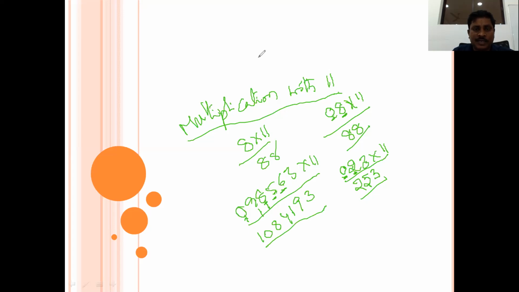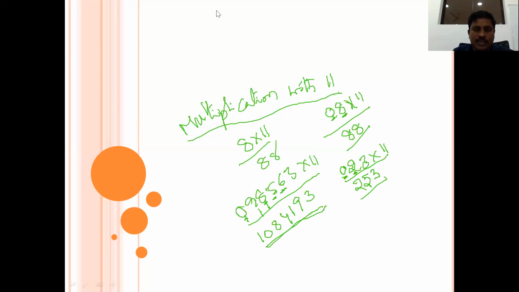Any doubt in this one? Anyone have any doubt? You ask through the chat box. Okay, do that one in that way. 98563. So we get that value, 1084193. Any doubt in this one? Anyone have any doubt? You ask through the chat box. So no doubt.